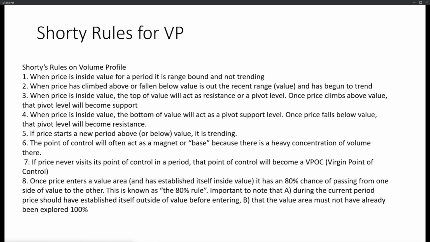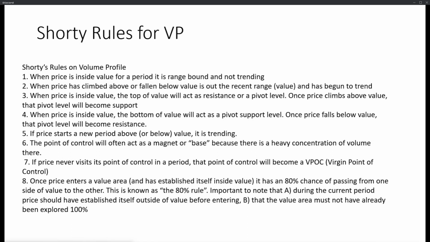These are the rules for VP. If you go through the list here, look at the volume profile and the value area, and are able to visually see every one of these, that means you're understanding the volume profile. If you look at this and you're not able to see and visualize all of these rules on it, then you're not ready yet. It doesn't mean you're behind. It just means you're taking a little more time to pick it up, and it's not as easy as it might sound.